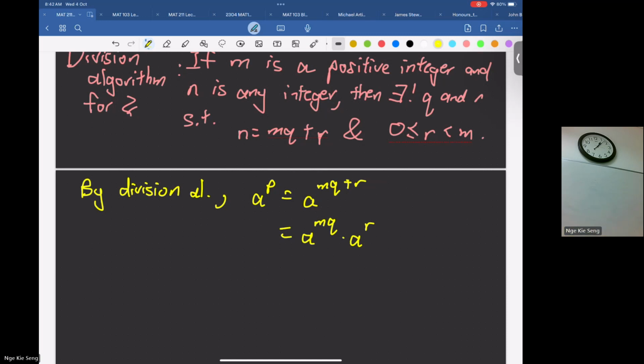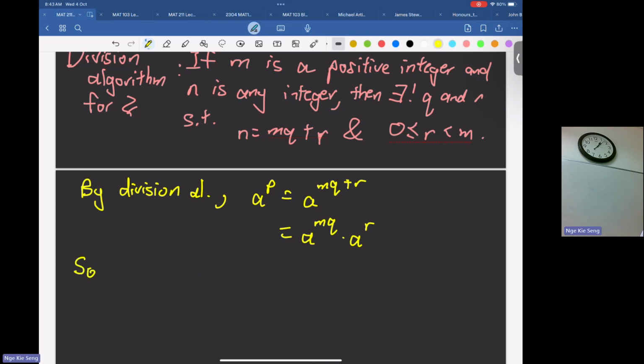Contradict the choice of M. Okay. So if you suppose AR is in our set H, then just now you started with the smallest one. Then M is not the smallest anymore. Okay, so contradiction. So AR won't appear in H.